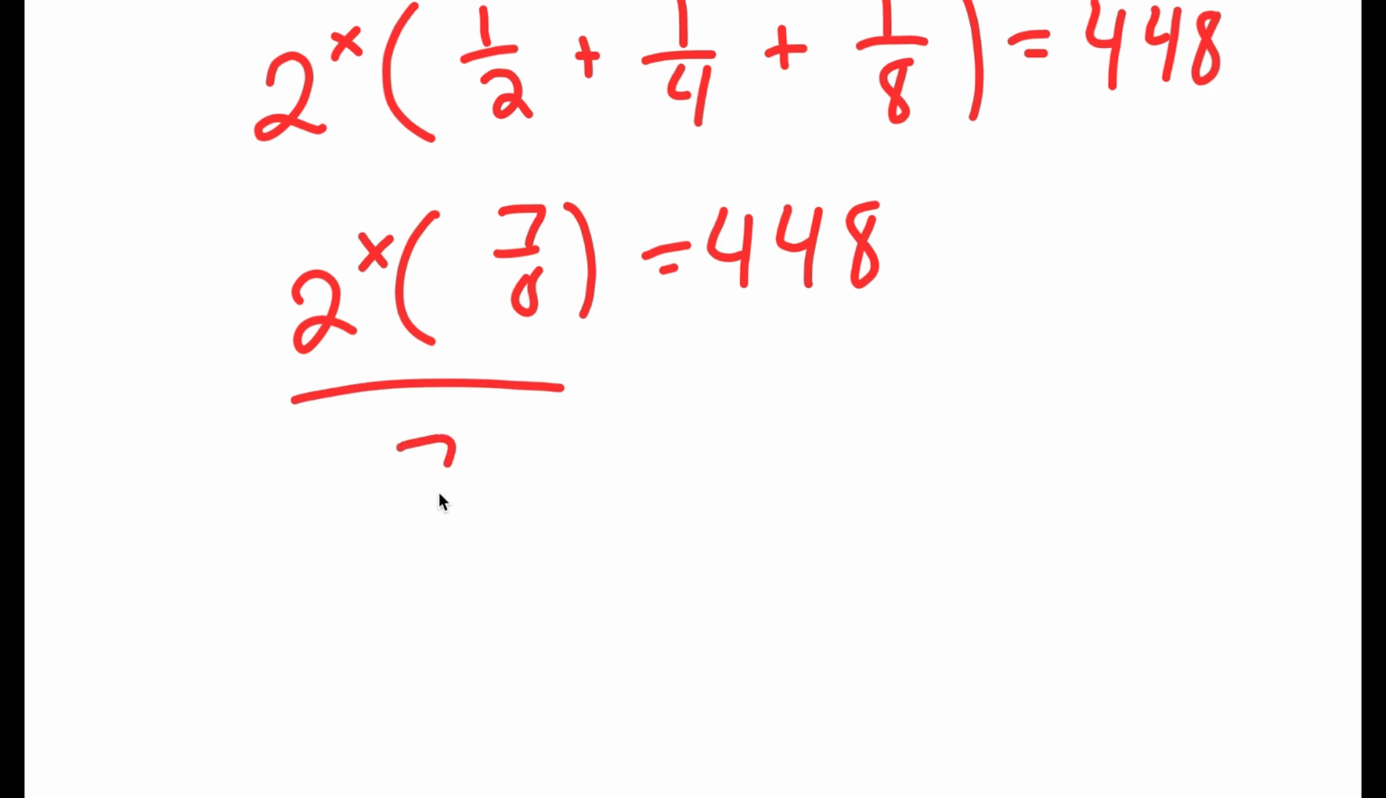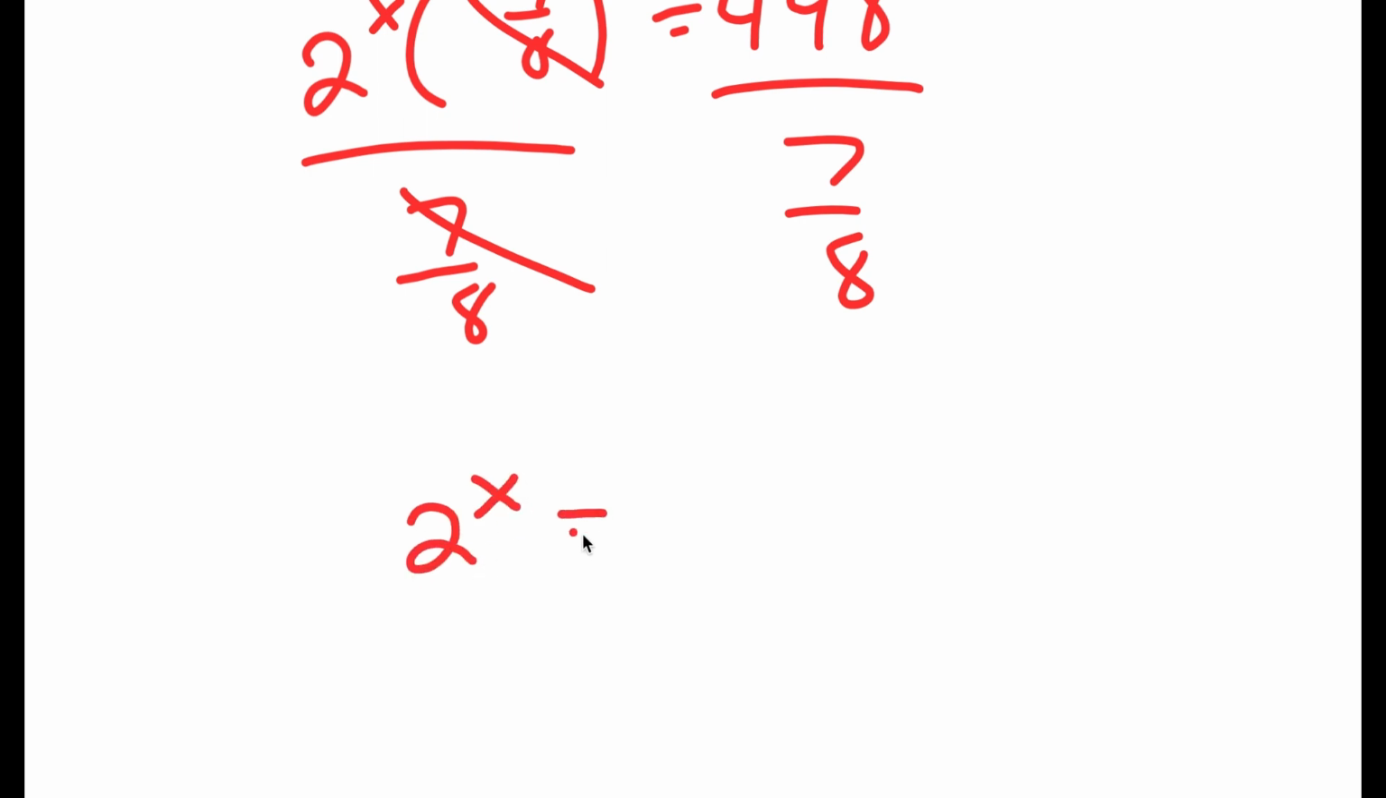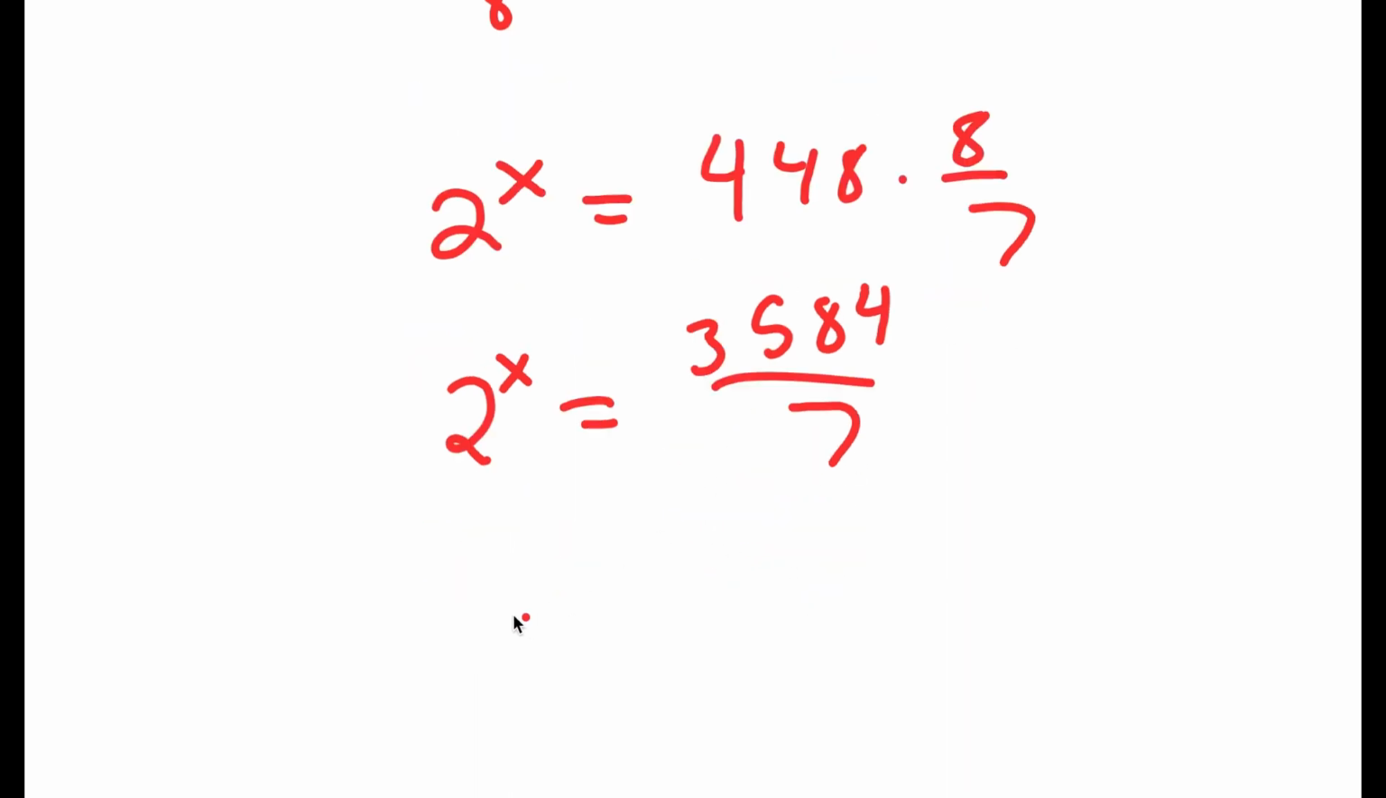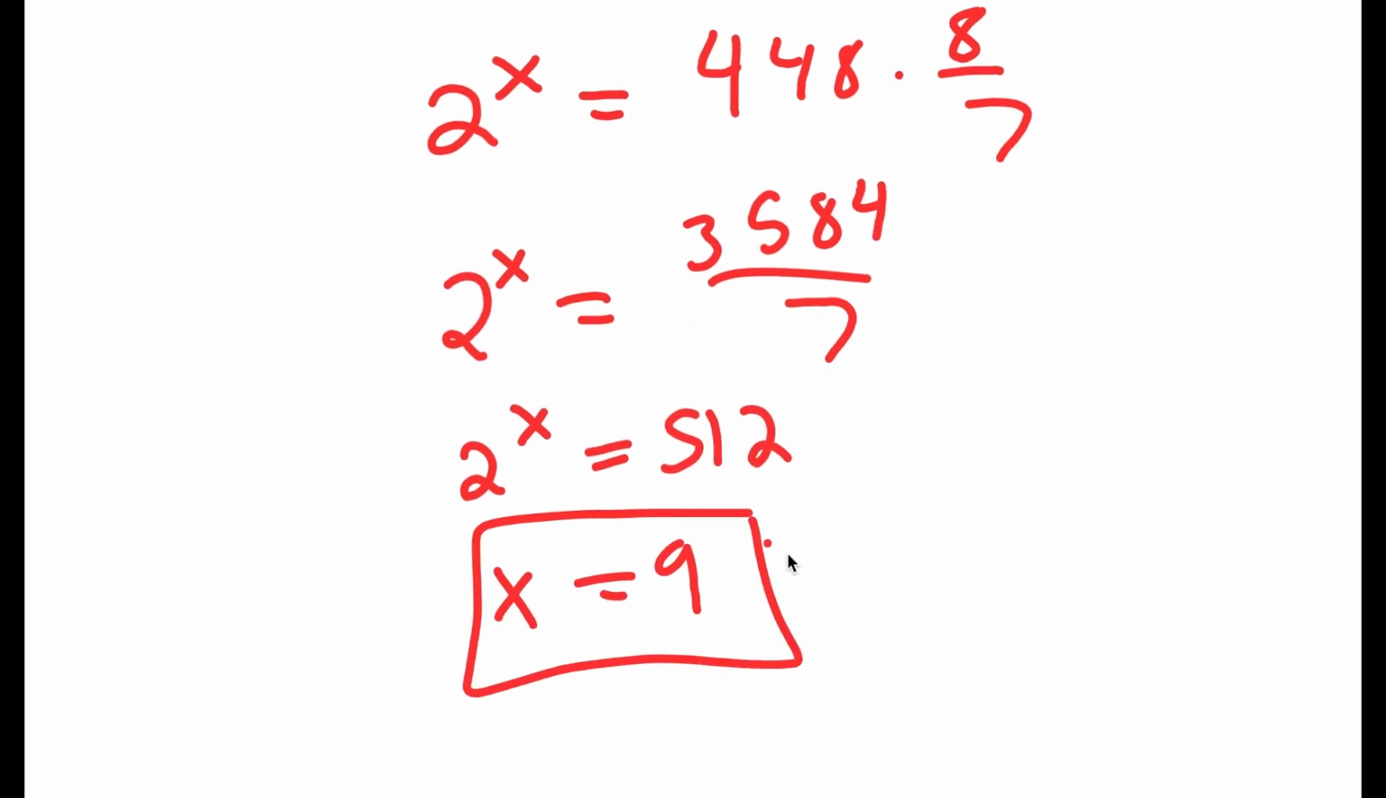Now we want to isolate 2 to the power of x, so I'm going to divide both sides by 7 over 8. So then these two cancel out, and I get 2 to the power of x is equal to 448 times 8 over 7. Now, 448 times 8, that's equal to 3,584. Now I have this over 7, which is equal to 512. So 2 to the power of x equals 512, meaning x is equal to 9.